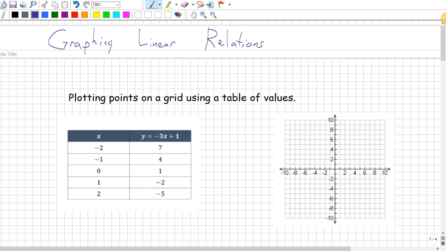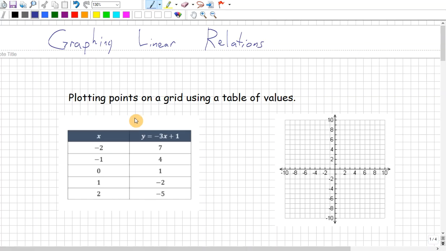In this lesson, we're going to look at graphing linear, so line, relations. So from an equation, from a table of values, from a graph, all these different ways that we can come up with plotting the points on a grid. So you may not have seen plotting points on a grid before, so we're going to go through the first thing, plotting points on a grid using a table of values.